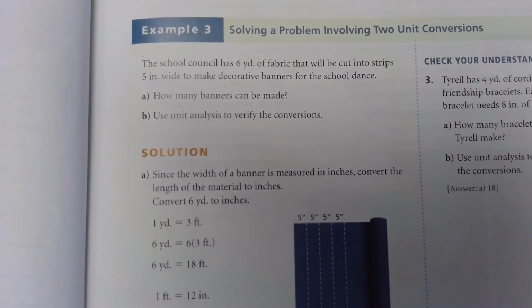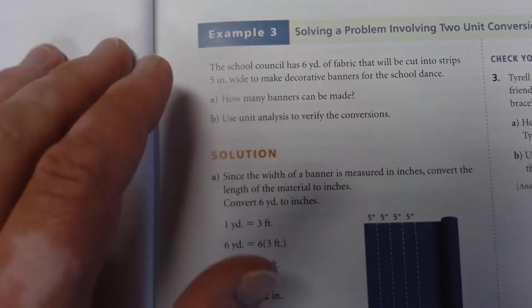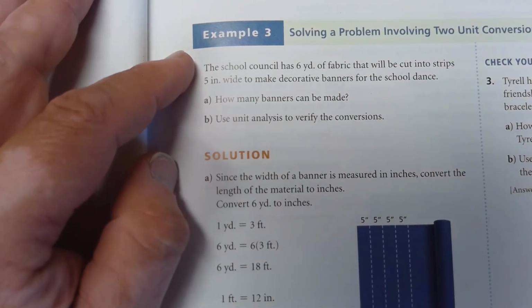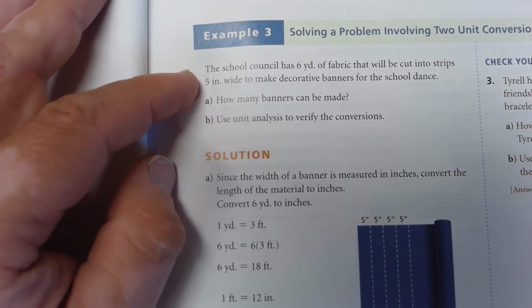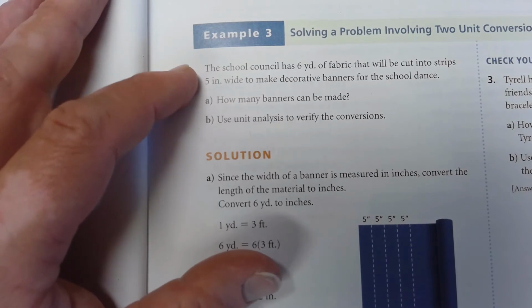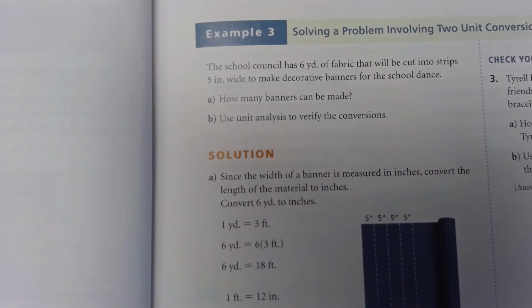Solving a problem involving 2 unit conversions. So there's 2 steps involved. Going to be 2 steps involved in this problem. Let's read the problem. The school council has 6 yards of fabric that will be cut into strips 5 inches wide to make decorative banners for the school dance. How many banners can be made? And verify your conversions. In other words, check that they're correct.